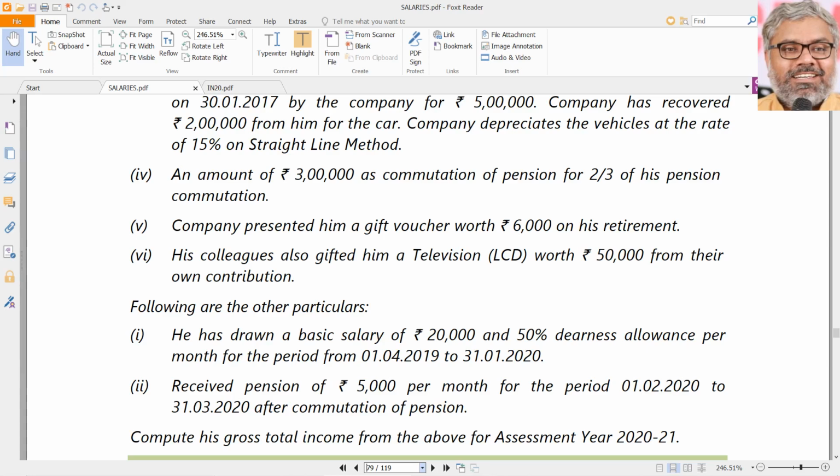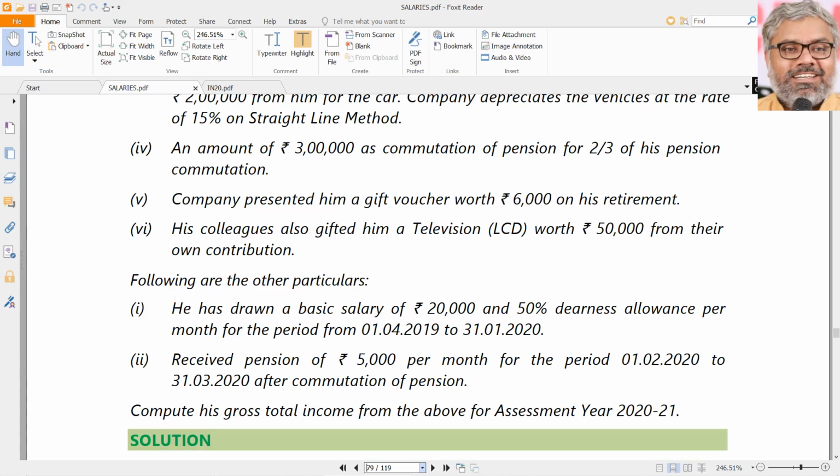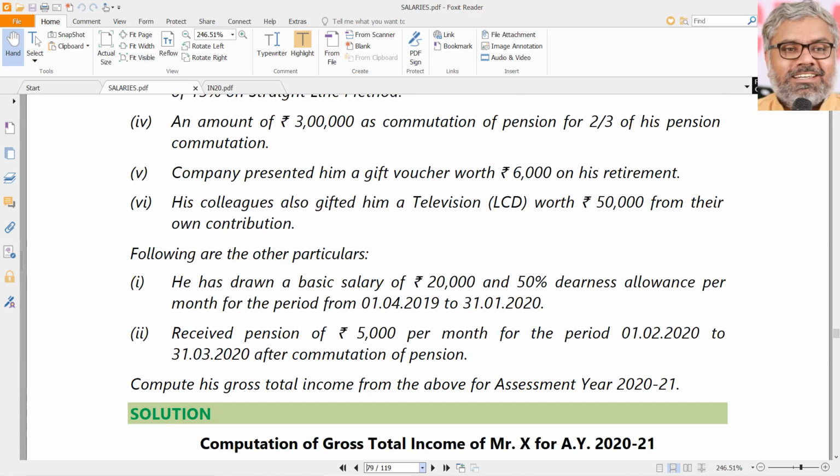First point we have to identify, boss, that has nothing to do with salaries. In salaries, if the income is received by the SSE, that should be from employer the SSE has to receive. His colleagues gifted, neighbors gifted. That is not salaries for sure. Is it income or not? That is a separate discussion. But first point we should identify, he did not receive this gift from his employer. He received from his colleagues. So it is not falling under the purview of the head of salaries, that we should identify. How to treat that is a different story. We'll come to that.